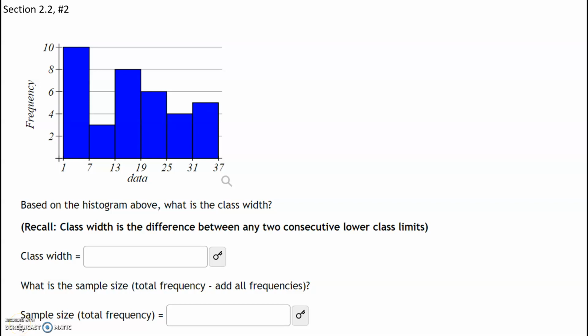We are given a histogram and we want to know what is the class width. So recall that the class width is the difference between any two consecutive lower class limits. Lower class limits are these things right there. So all we have to do is subtract any two of them. I'm just going to take the first two, 7 minus 1 is 6. So the class width is 6.